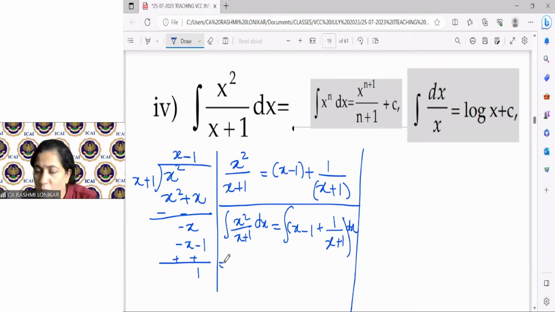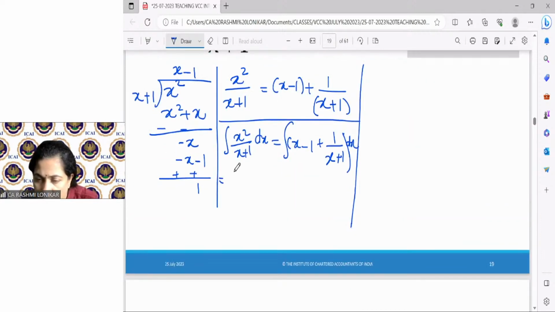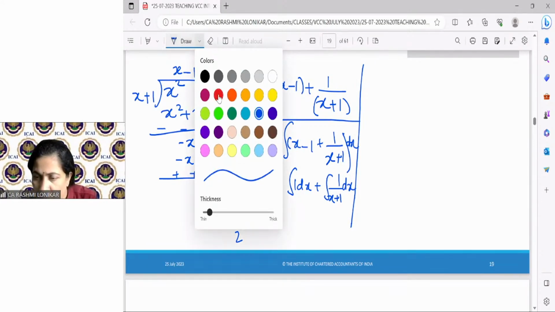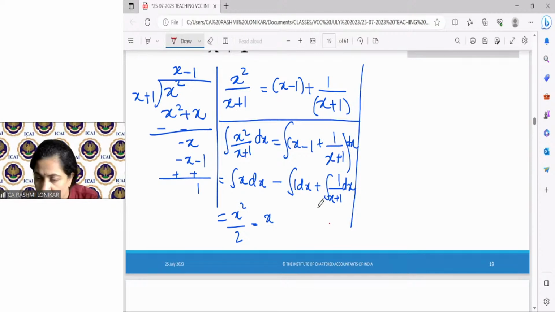Now, what is this equal to? This is equal to integral of x dx minus integral of 1 dx plus integral of 1 upon x plus 1 dx. What is integral of x dx? It is x square upon 2 minus integral of 1 dx is x, and integral of 1 upon x plus 1 is this. You have to be careful. This is equal to plus log of x plus 1 plus c.